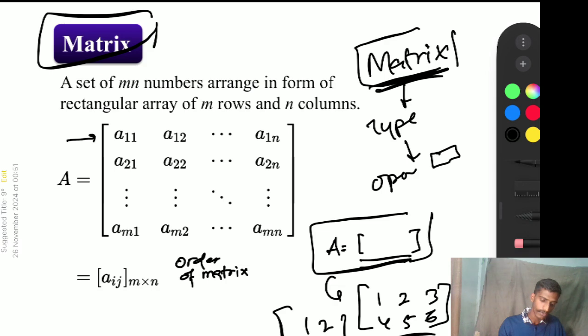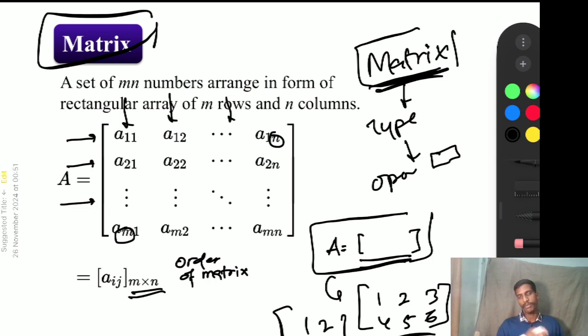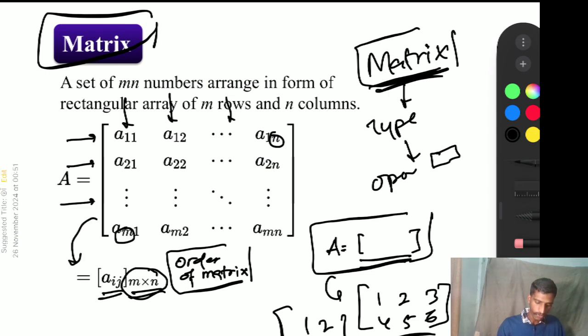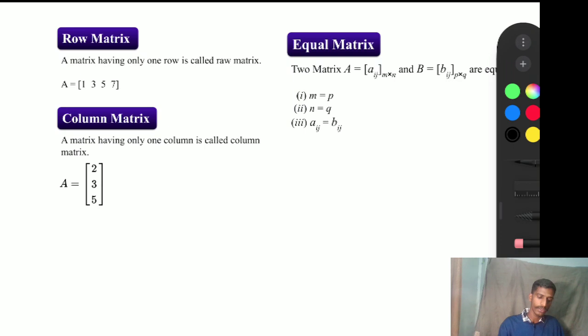So here these are rows and these are columns. We can say that there are m rows and n columns, so we write m cross n to give the number of elements in a matrix. This is also known as the order of the matrix. In short, we can write it as aij, where we can put any value of i and j and get a particular element of the matrix. Now we'll move to the next slide.